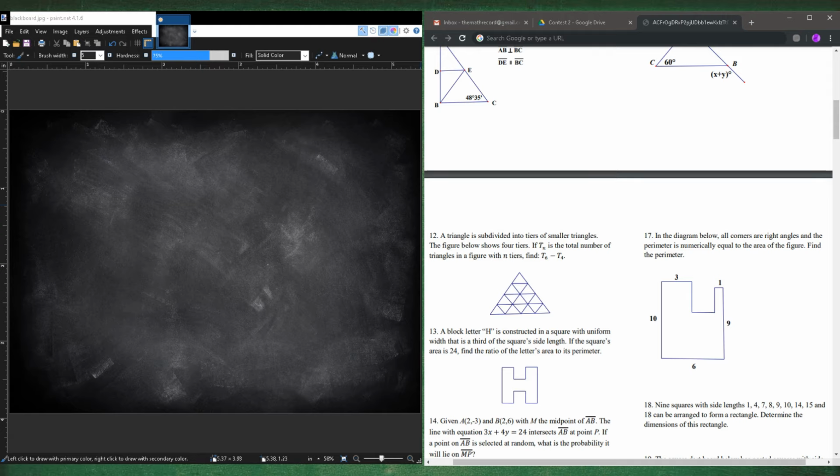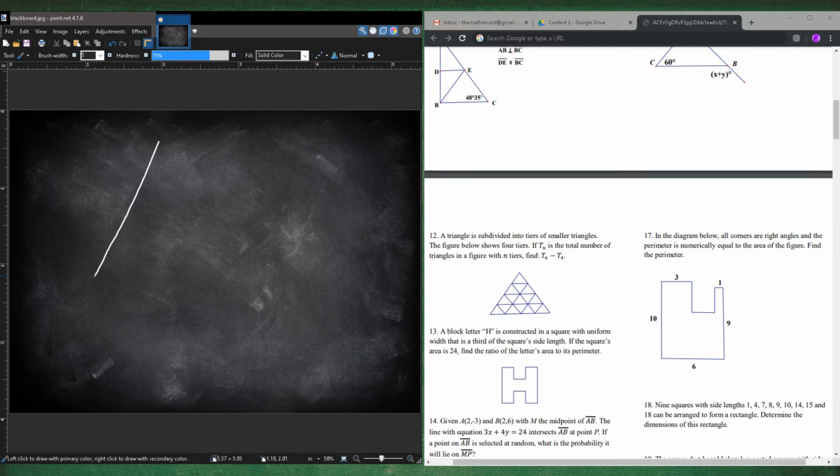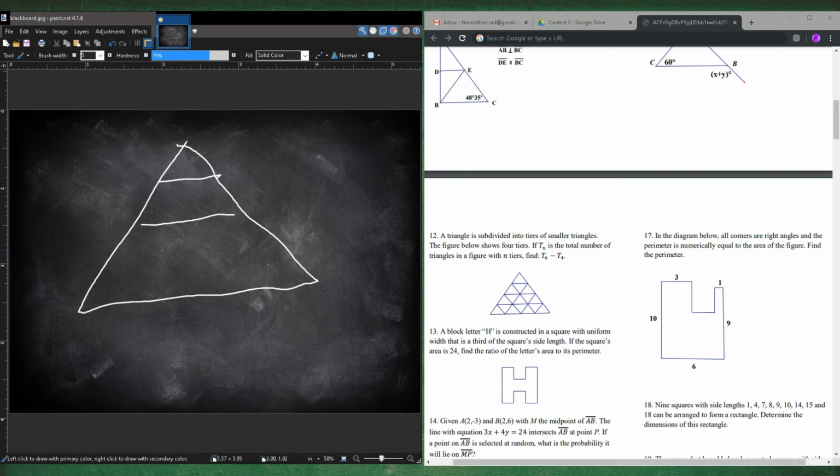tiers. Okay. So we just basically need to count the triangles, which is kind of annoying. So what you do is, let's just make the 4 already. Actually, let's make a bigger diagram. Okay, so 1, 2, and 3. And we have here, which is another one.